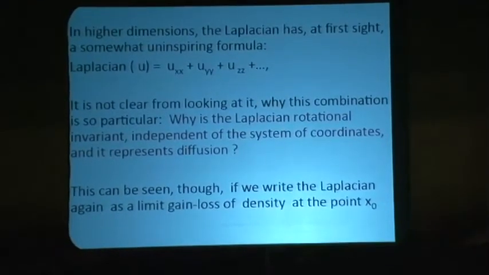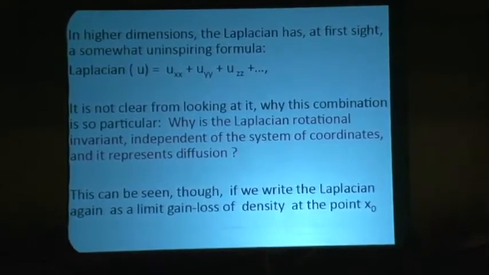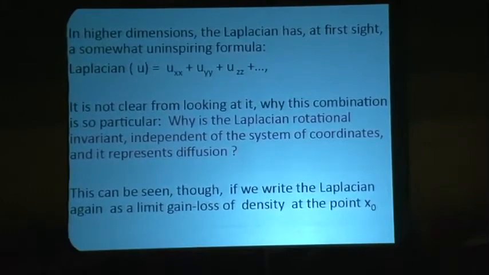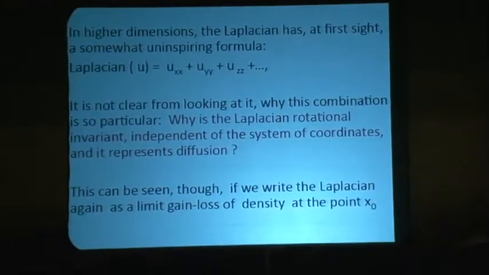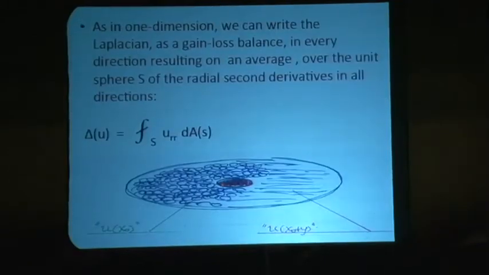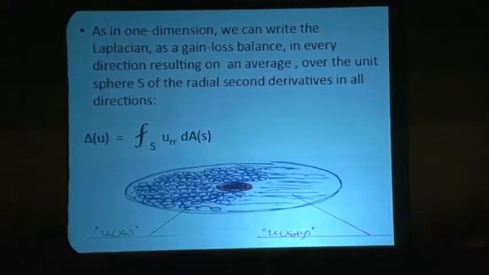In higher dimensions, when I saw this years ago, you look at the formula and you don't know why it is so special, right? The Laplacian is an equation which is invariant and independent of the system of coordinates and represents diffusion. But the issue is that the Laplacian of u, which is this combination of second derivatives, can also be represented as a limit of an average. In other words, you can do the same thing you did in one dimension, right?